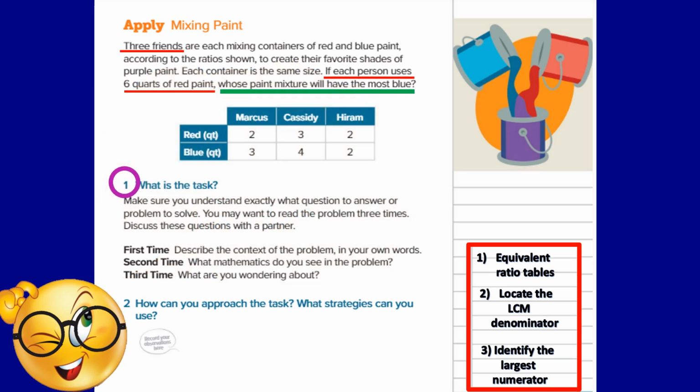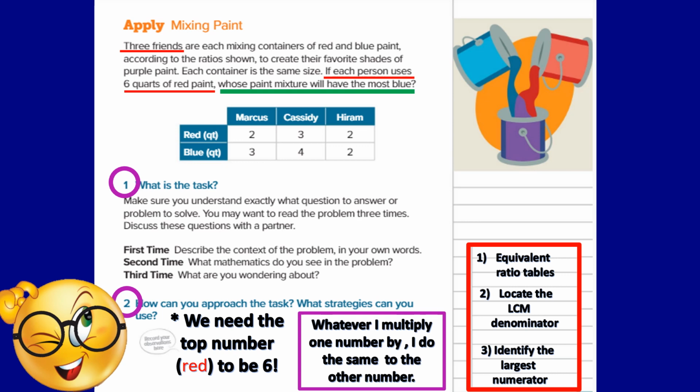I need to stop and think about the things I have learned, not only in the past few lessons, but also in previous years, and apply it to the math problem. So if I start looking at this and I know that red, which happens to be the top number, is 6, then all I really need to focus on is making that top number 6 and figure out what I'm multiplying by.